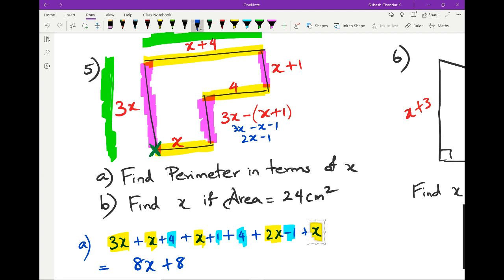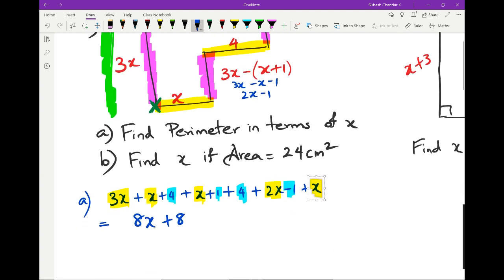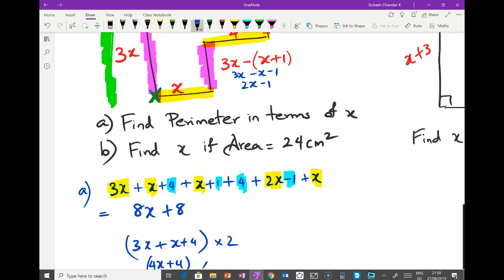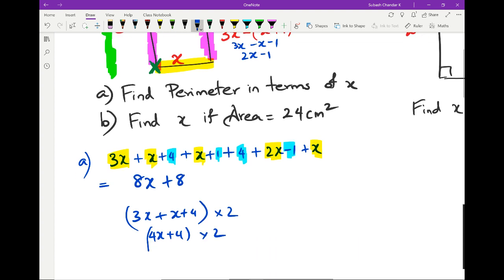So what you could also do is, instead of doing this, you just go 3x plus x plus 4 and then multiply it by 2, because you've got two lots of them. So this will be 4x plus 4 times 2, which means you end up getting 8x plus 8, which is the same answer as what you got here before.